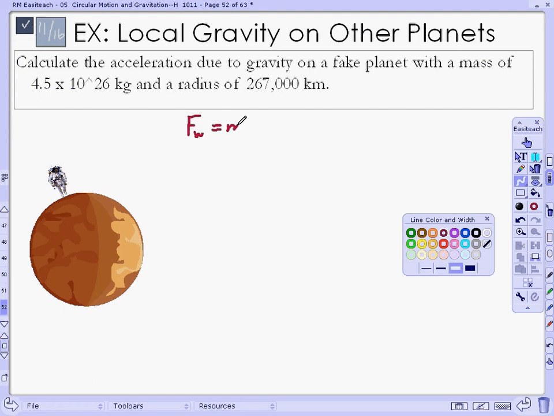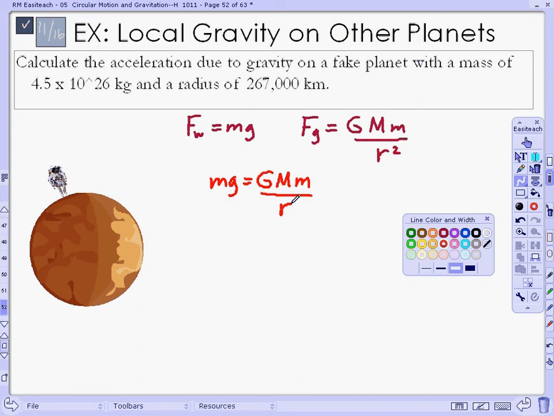just write down force weight equals mg and write down F sub g is equal to G capital M lowercase m over r squared. And capital M and lowercase m are understood to be exactly the same as m1 and m2. Now I'm going to combine these two and you get mg is equal to G capital M lowercase m over r squared. This lowercase m really is the same mass, so those cancel.